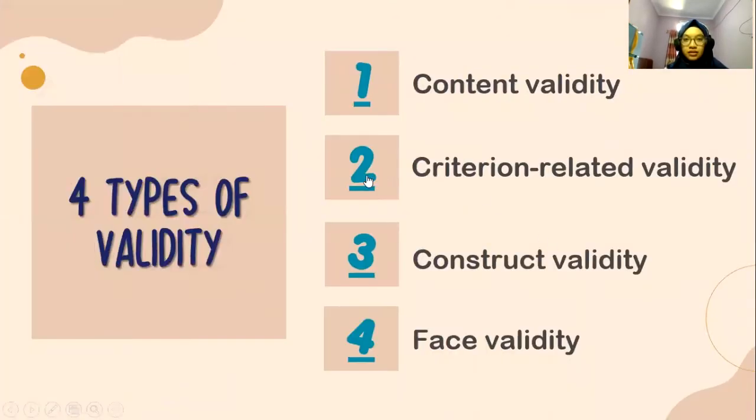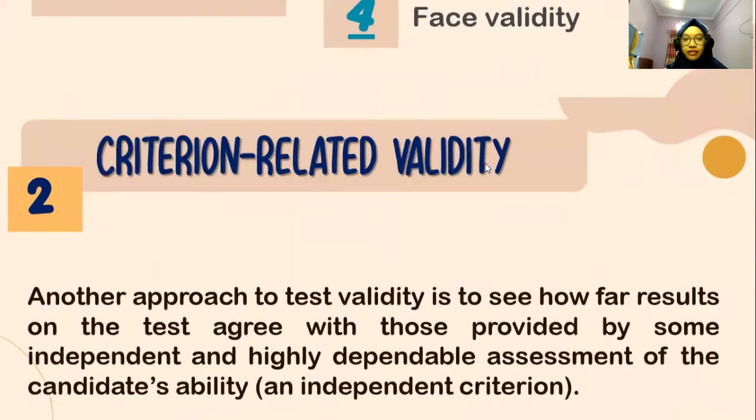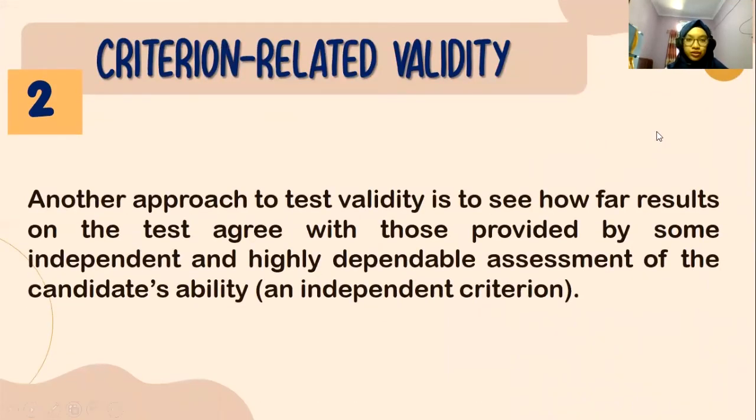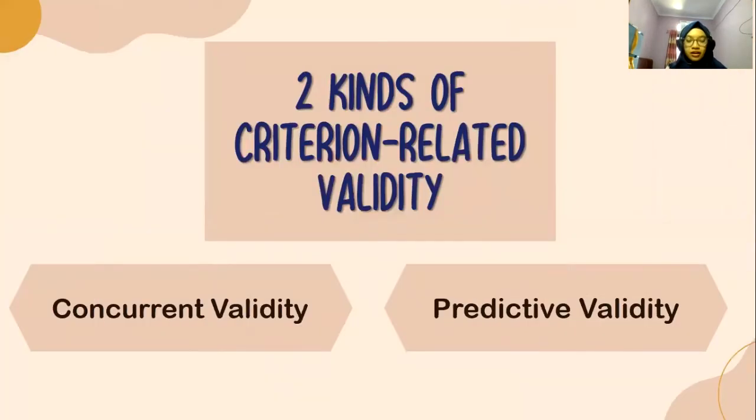Next, criterion-related validity. Another approach to test validity is to see how far results on the test agree with those provided by some independent and highly dependable assessment of the candidate's ability or an independent criterion. There are essentially two kinds of criterion-related validity. First is concurrent validity and second is predictive validity.